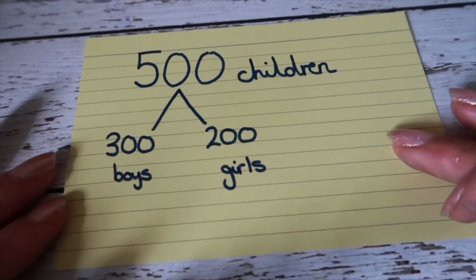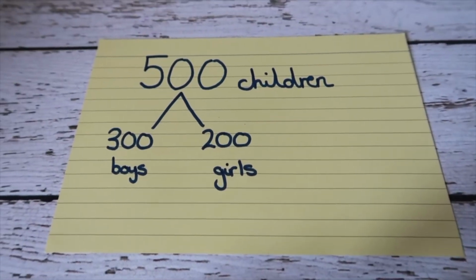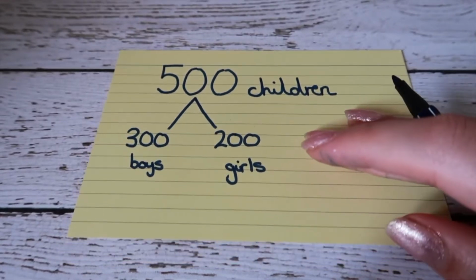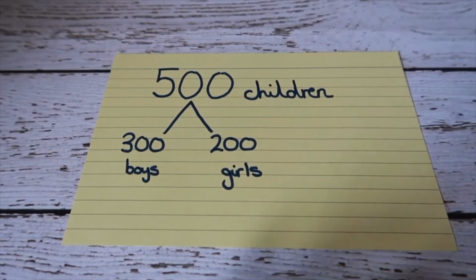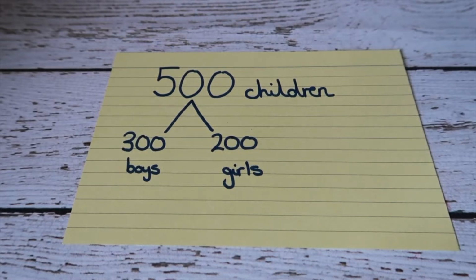Okay, another example. Let's say there are 500 children at a school, 300 of them are boys and 200 of them are girls. So we have 300 boys and 200 girls. If we wanted to see what this is as a ratio, we would have to do something called simplify. We're not going to say for every 300 boys there are 200 girls, even though that is correct.